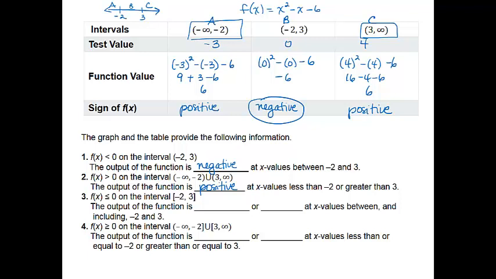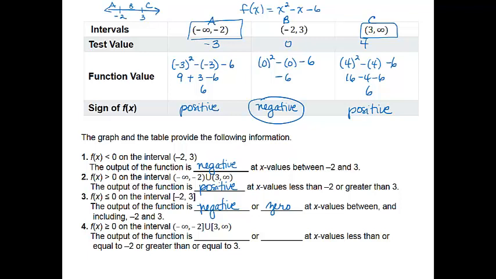f of x is less than or equal to 0 on the interval from -2 to 3, including those endpoints. So notice the difference between the first one and the third one. In the first one we had strictly less than, so we cannot include where it's equal to 0. But in the third example, we can include where it is equal to 0. So the output of the function is negative or 0 at x values between and including -2 and 3.